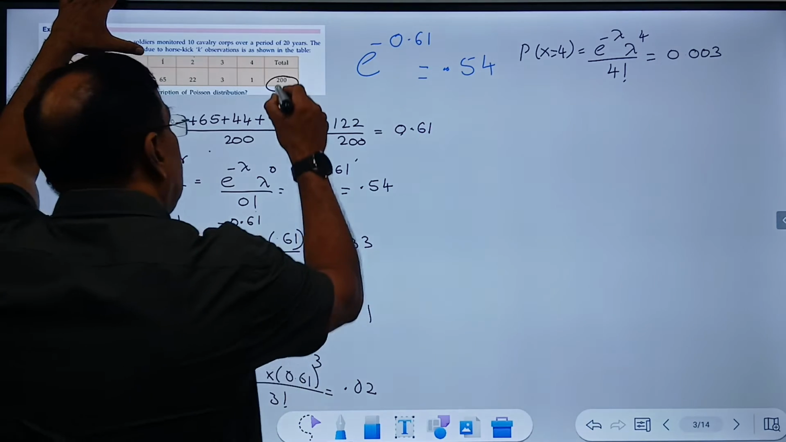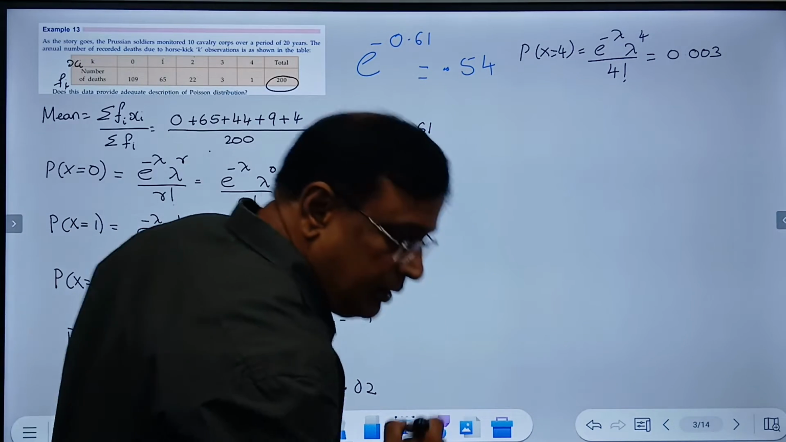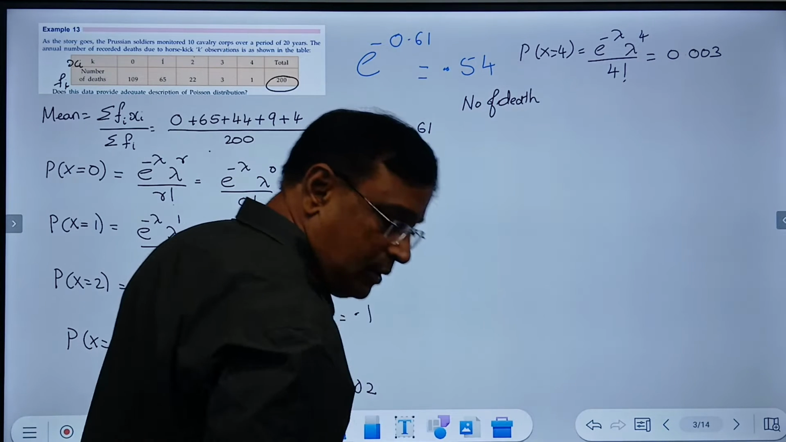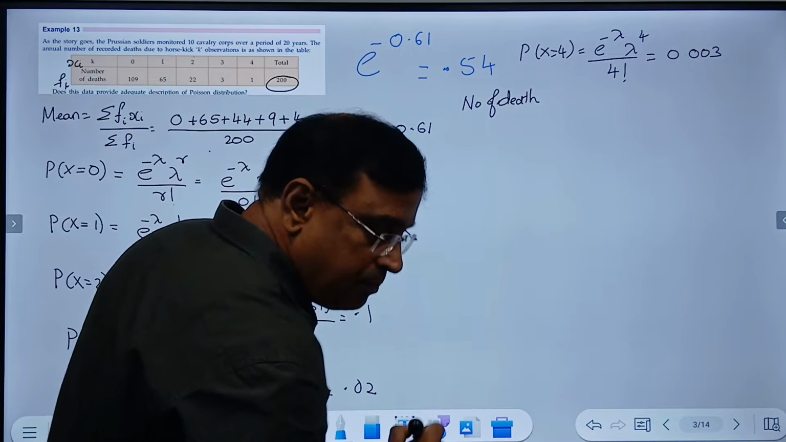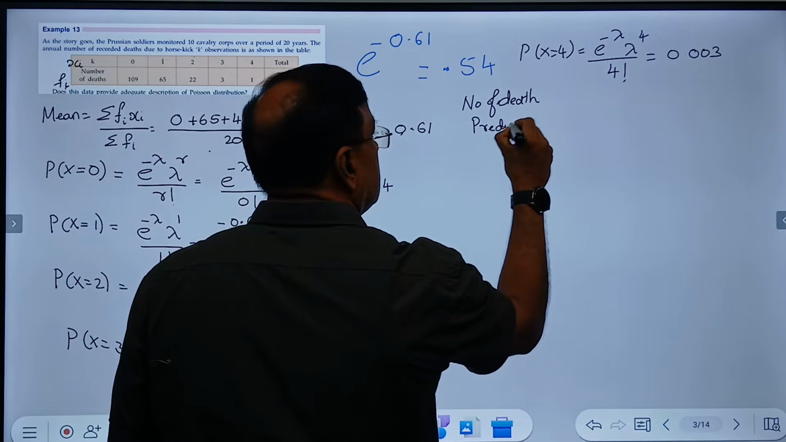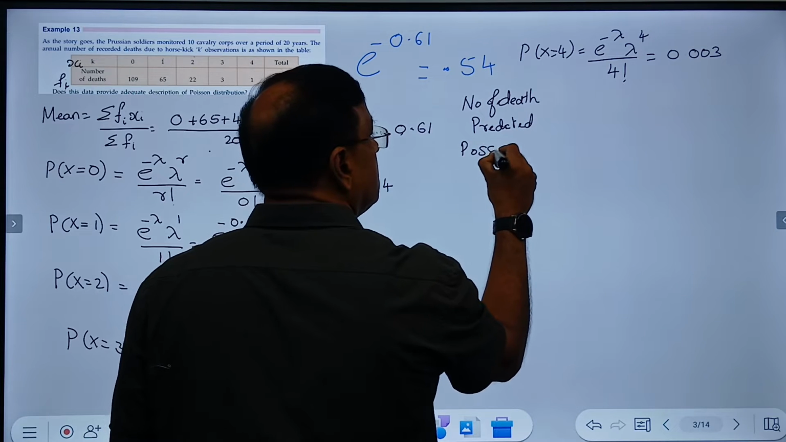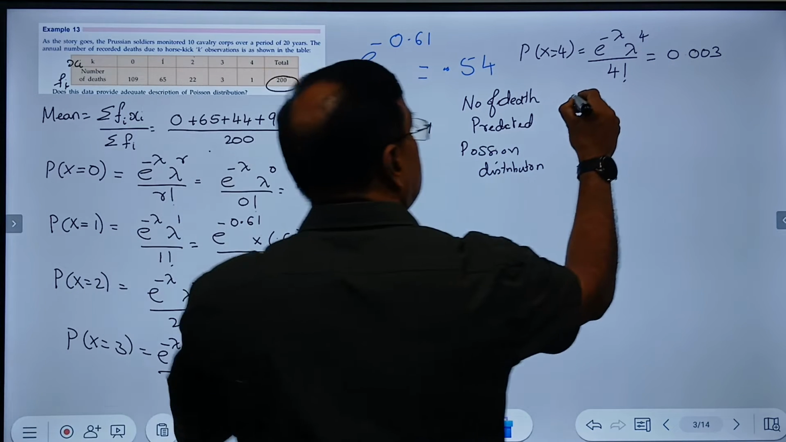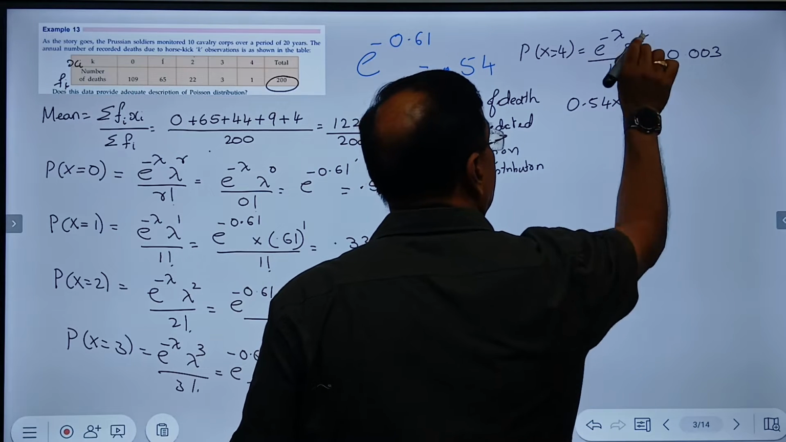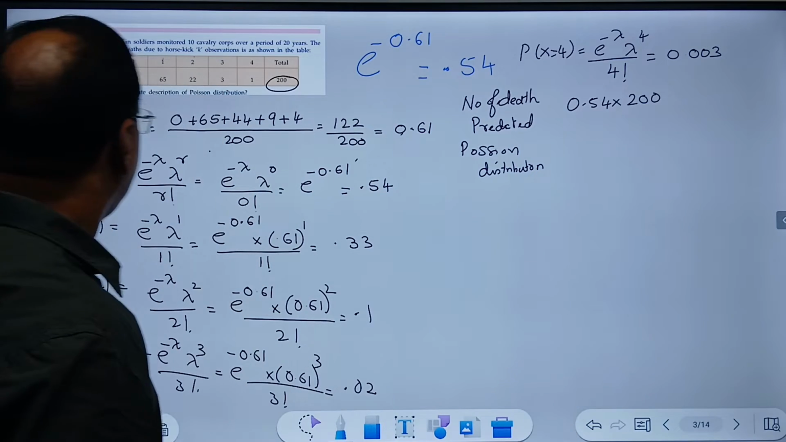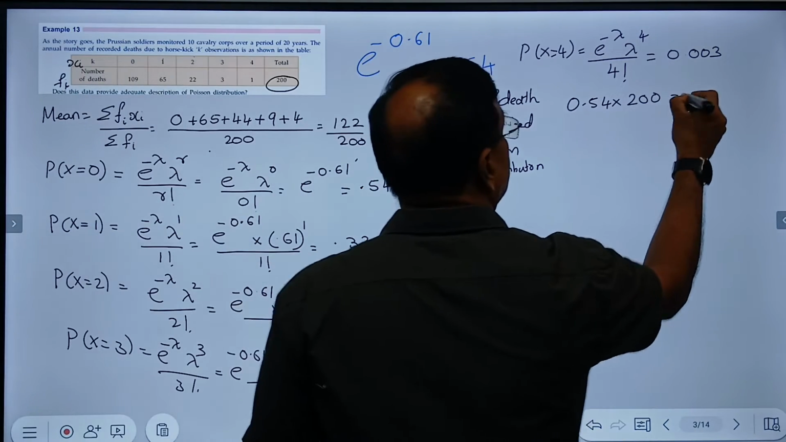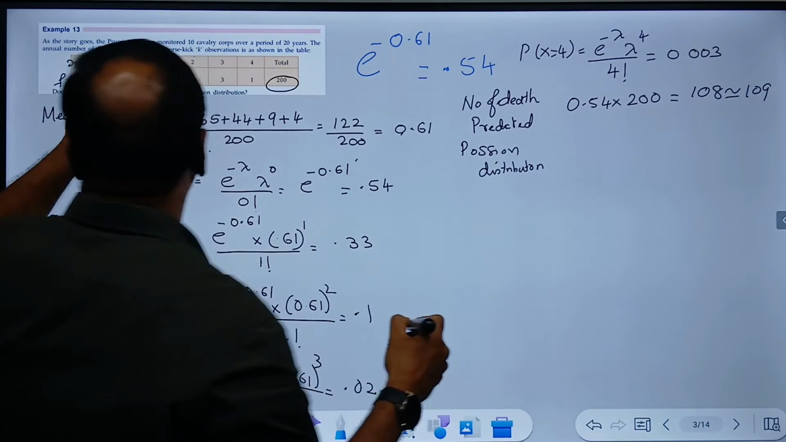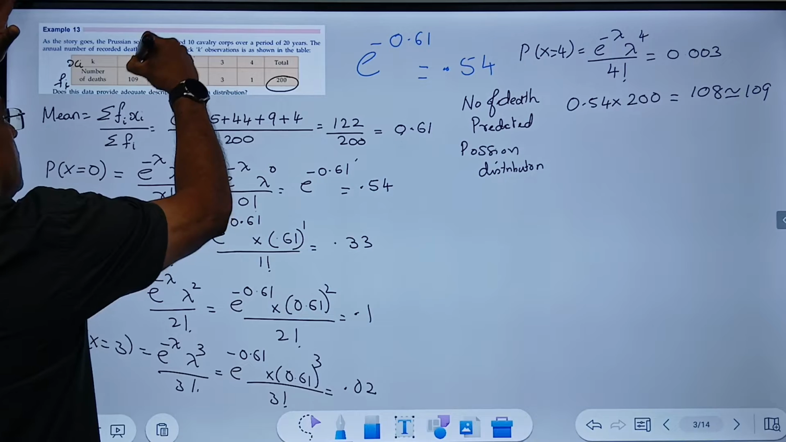Now I want to know for 200. So I will write the number of deaths predicted using Poisson distribution. What will be that? 0.54 into 200. There are totally 200 deaths. I am using the Poisson distribution for that, and it comes out to be, I think, 108. And if you notice, 108 is very close to 109. Correct? So this observation sounds good.